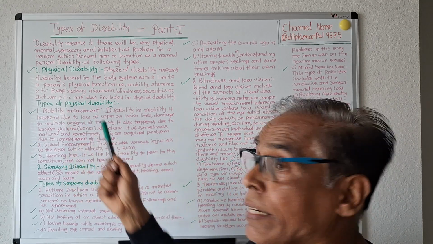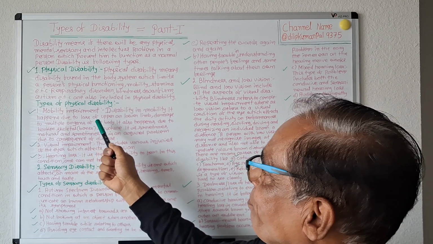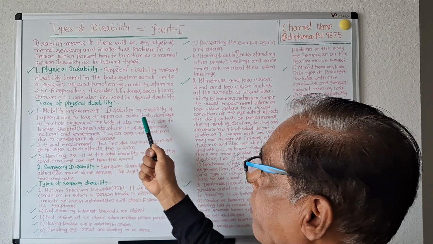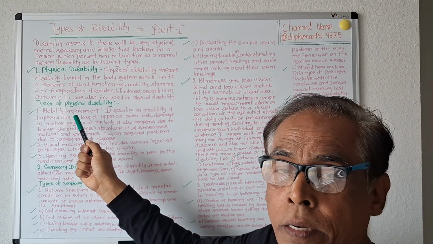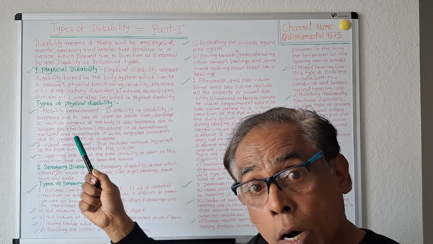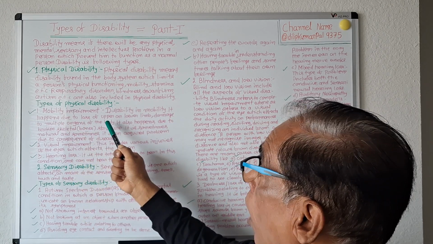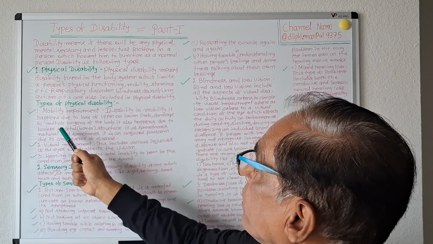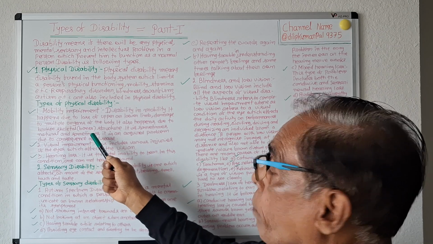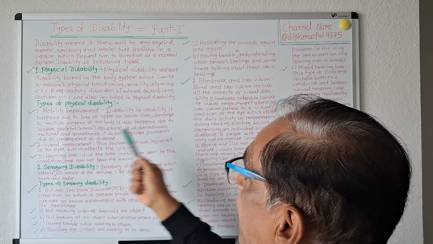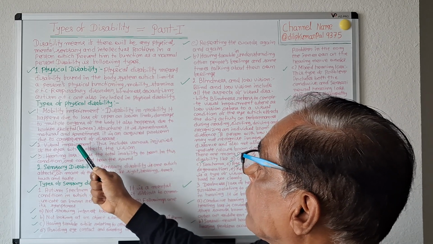So physical disability is of many types. Number 1, mobility impairment, disability in movement. Mobility impairment means a problem in moving. It happens due to loss of an upper or lower limb, or damage to multiple organs of the body. It also happens due to a broken skeleton or bone structure. It is sometimes natural and sometimes an acquired problem due to the consequence of a disease.